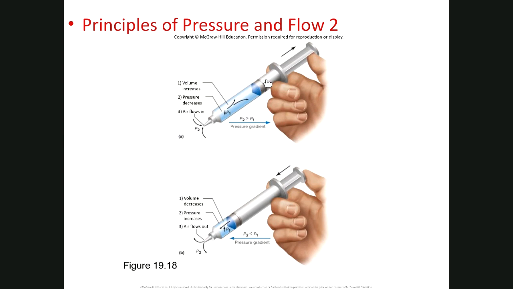The pressure will decrease. In fact, it decreases so much that it becomes a negative pressure, which will suck in air. If you push the plunger forward, you decrease the volume back toward the original volume, so the pressure will increase. So when the volume decreases, the pressure increases.